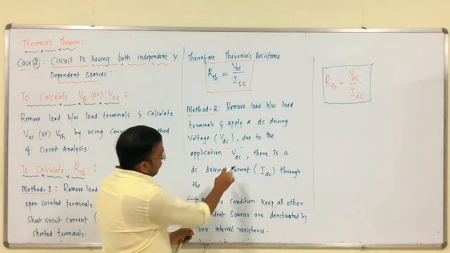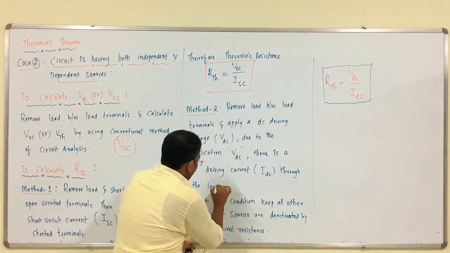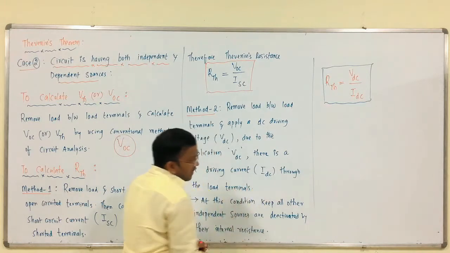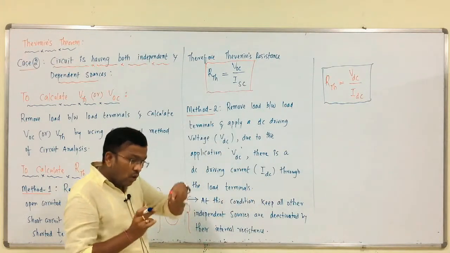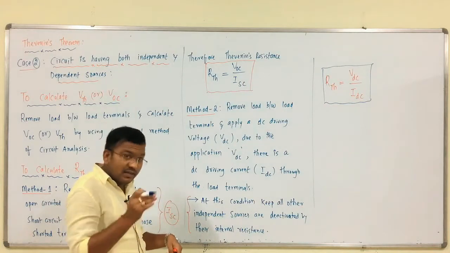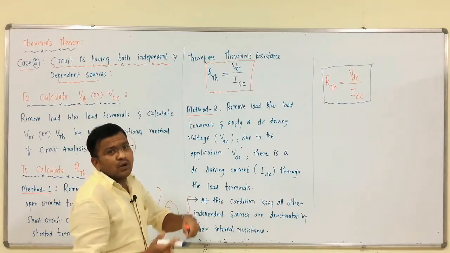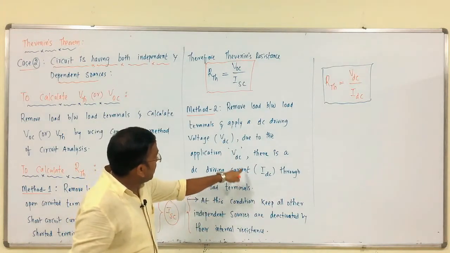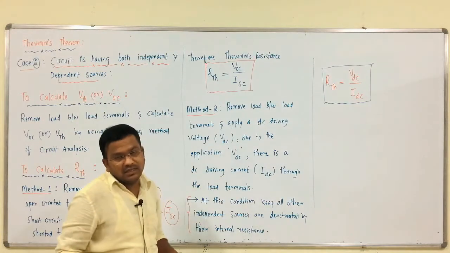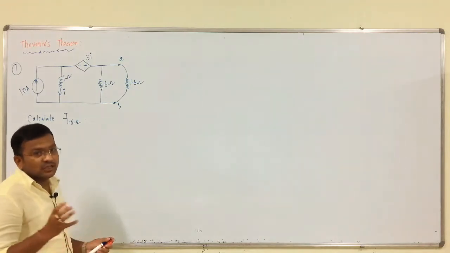So, due to the application of VDC, there is a DC driving current through the load terminals, because we are providing VDC. That is why it is not open circuited. Before applying that, it is open circuited, but after applying the DC driving voltage, it is closed. So, due to the application of VDC, there is a current through the load terminals. That's it. Let's discuss the problems based upon case 2.